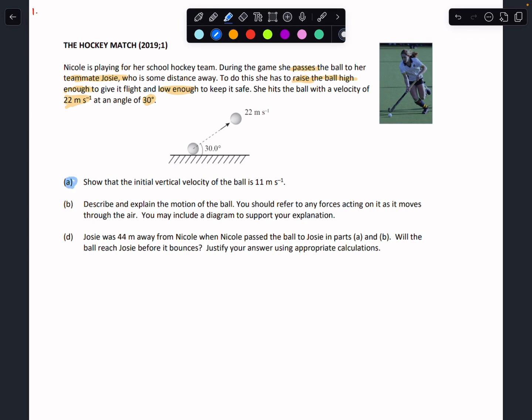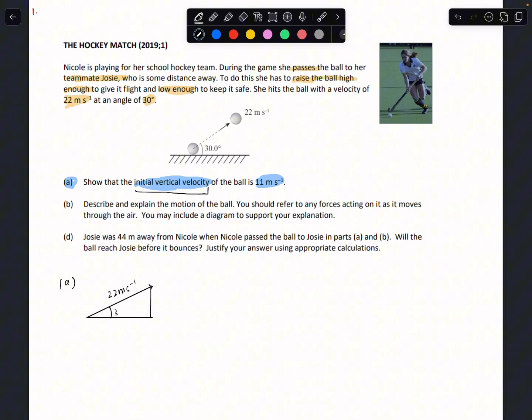A. Show that the initial vertical velocity of the ball is 11 meters per second. I'm going to redraw the diagram down here. So we have a resultant initial velocity of 22 meters per second. This is the combination of a horizontal velocity and a vertical velocity. So we need to figure out the vertical component of this resultant velocity. How do we do that?